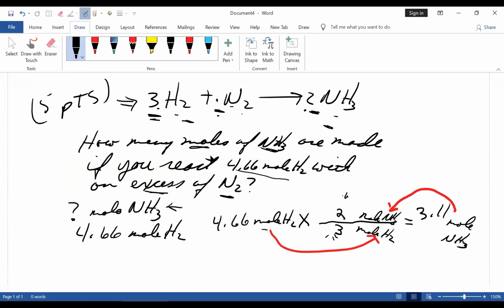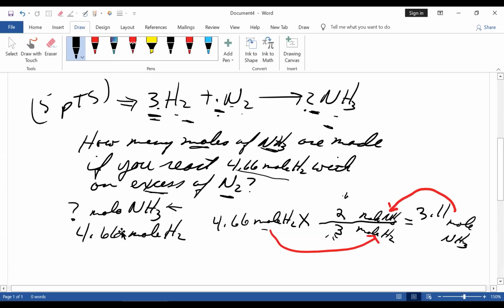And that's how you do it. Let's quickly go again through this. You're asked to find what? How many moles of ammonia? You're given that you react 4.66 moles of hydrogen with an excess of nitrogen.